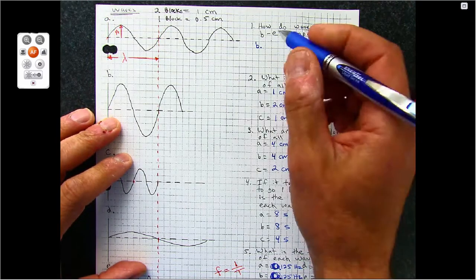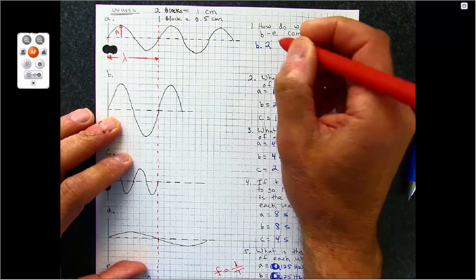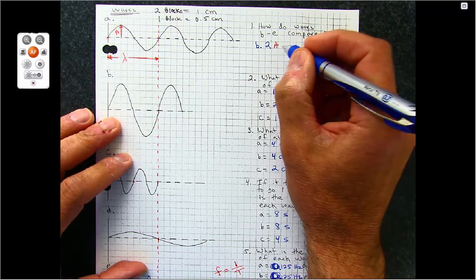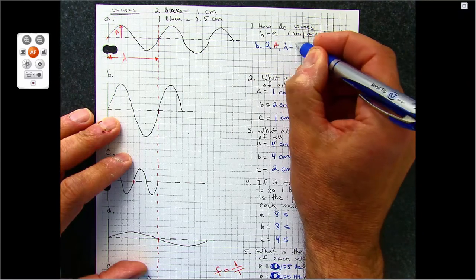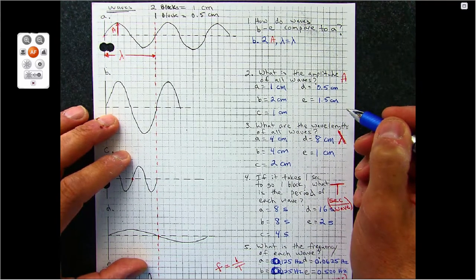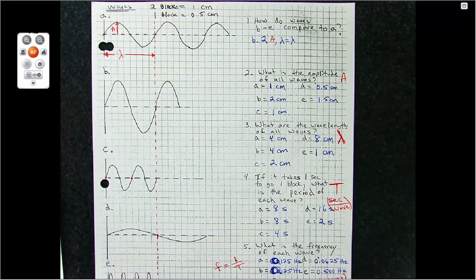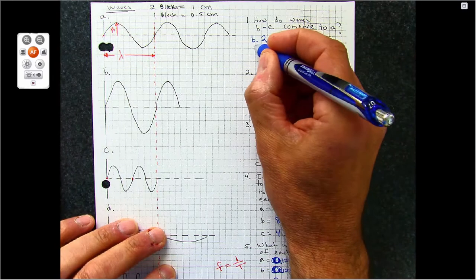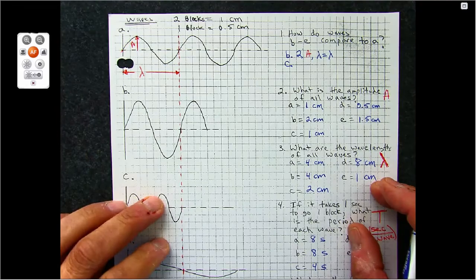So we have twice the amplitude, and wavelength equals wavelength, right? And period equals period. The rest is the same. What about in C now? What do we change in C? Compare.